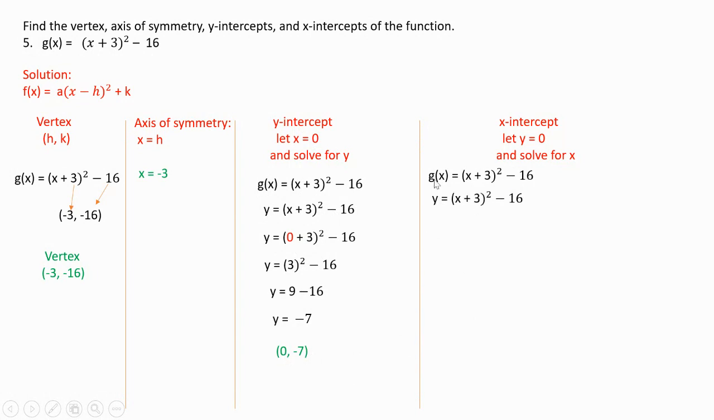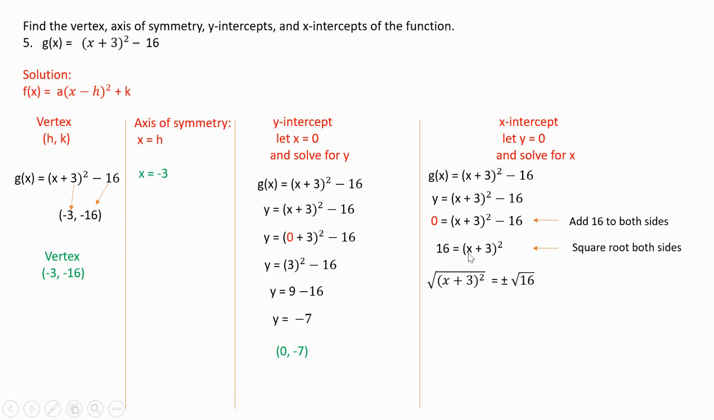Now my x-intercepts. Again, there's my function, there's my equation. So we have to let y equal 0, so there has to be a 0 there. Now we solve for x. We add 16 to both sides. Now here, guys, we're going to take the square root of both sides. What I did here, guys, I put this term, x plus 3 squared, on the left side because I'm used to having the x on the left side, and the 16 on the right side, and then I take the square root of both sides. So don't get confused here.